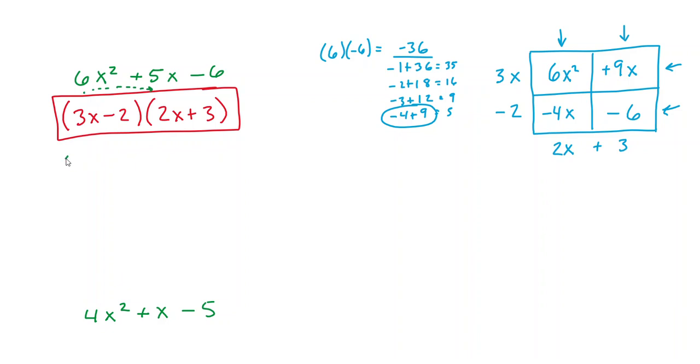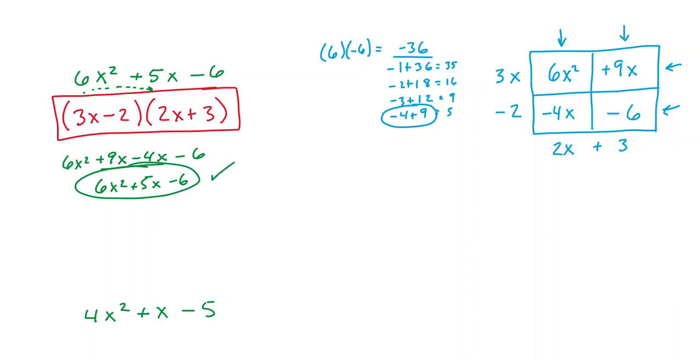3x times 2x is 6x squared. 3x times 3 is positive 9x. Negative 2 times 2x is negative 4x. And negative 2 times 3 is negative 6. 9x minus 4x is 5x, so we have 6x squared plus 5x minus 6. And that's what we started with, and so it worked.